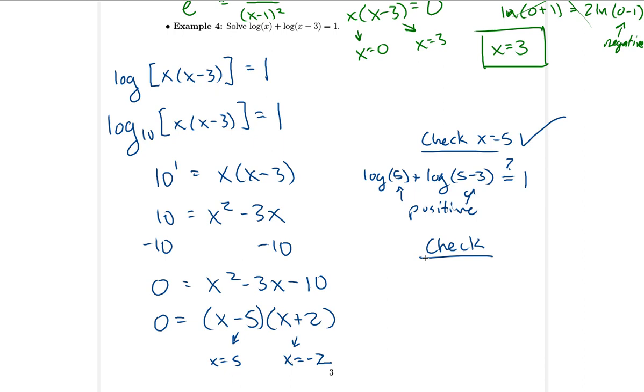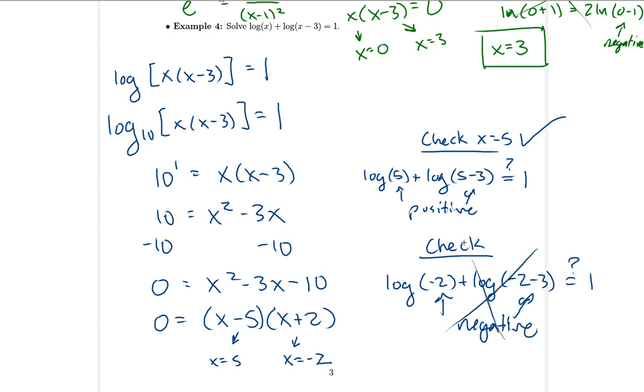So let's check our -2, and we can see, right, without much effort, that that's going to be a problem. Right, since these are negative, that's not going to work out. So x equals 5 is the only solution to this problem.